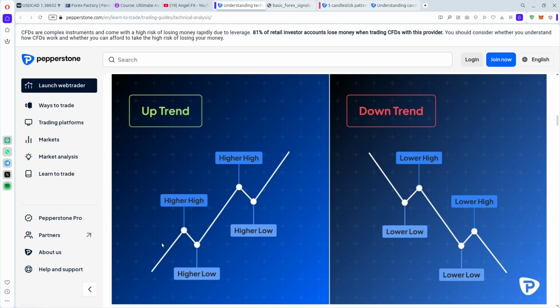So consecutive higher highs are being formed and consecutive higher high structures are being broken. So this is a higher low, another higher low, and this is a low right below here. And the reverse is true for a downtrend.